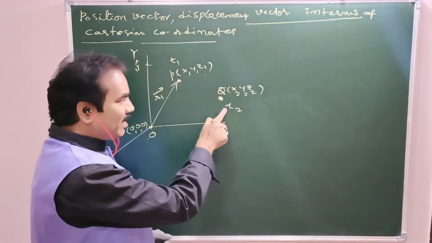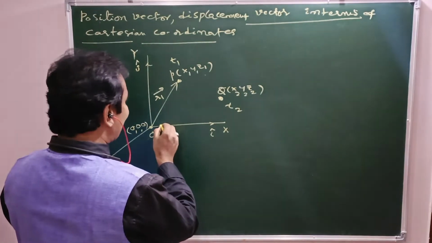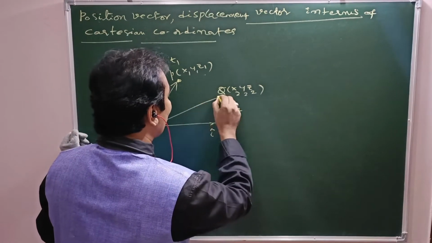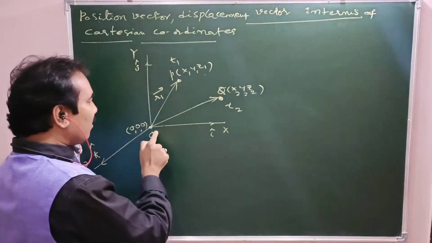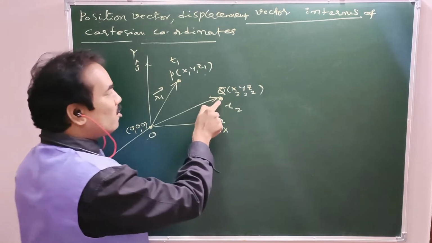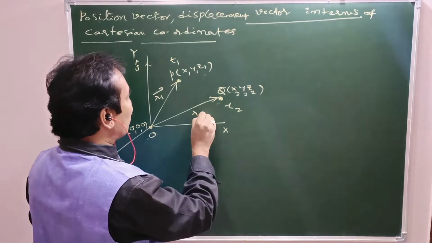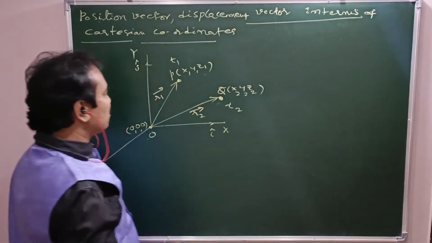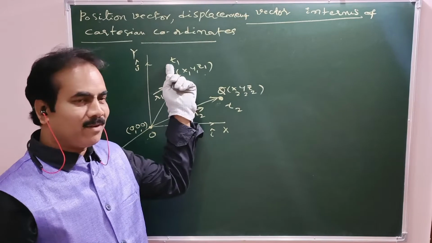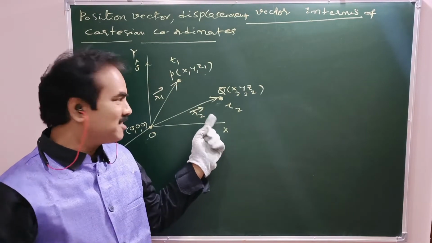At some other instant t2, what is the position vector? Take one more line segment drawn from the fixed origin O to the position of the particle Q. This is R2 bar. So R1 bar is the initial position vector at instant t1, and R2 bar is the final position vector at some other instant t2.